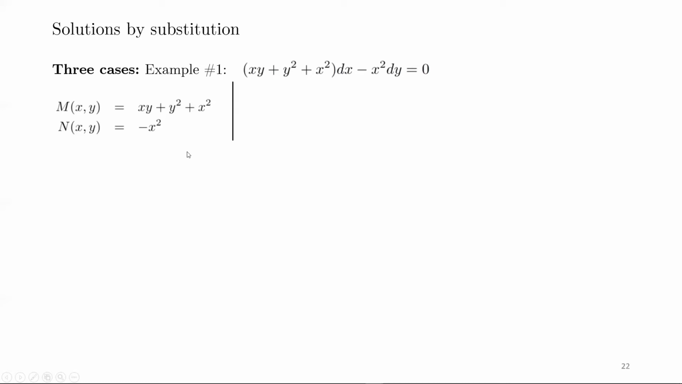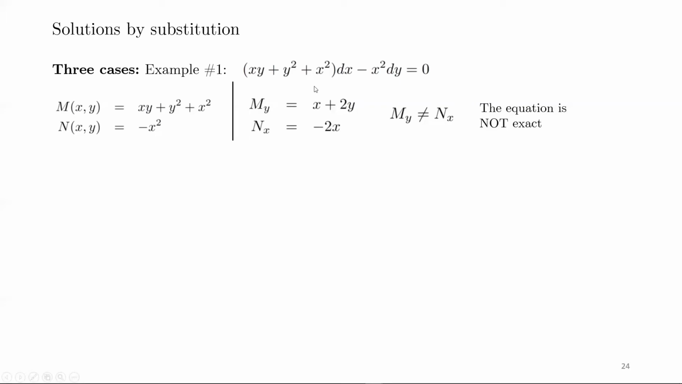And remember, to test if this is exact, we're going to take the partial derivative of M with respect to y. So we're going to get x plus 2y. And we have to also check the partial derivative of N with respect to x, and that's going to be negative 2x. So x plus 2y, negative 2x. These are not equal. So M sub y, N sub x, where the subscripts are denoting taking a partial derivative, these are not equal. So the equation is not exact. So unfortunately we can't use that method we learned in the previous lecture.